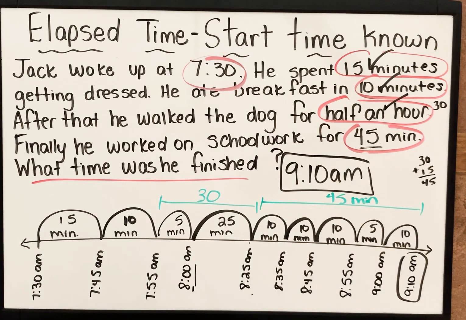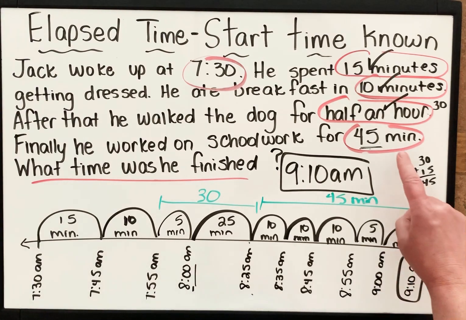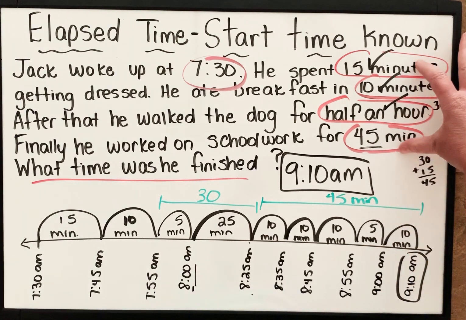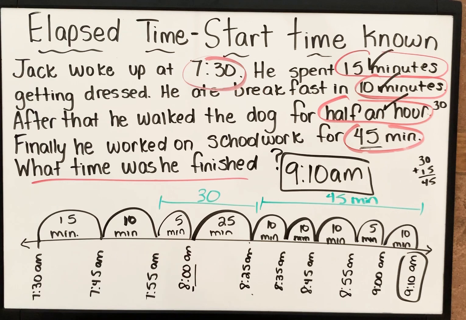So we didn't have any mountains with this. Now I could have done a mountain if I had taken this 45 and this 15 and put those together from the start. That's an automatic hour. So I could have done it that way. And then I could have added from there my 30 minutes, my 10, and that would have gotten me the same answer as well.